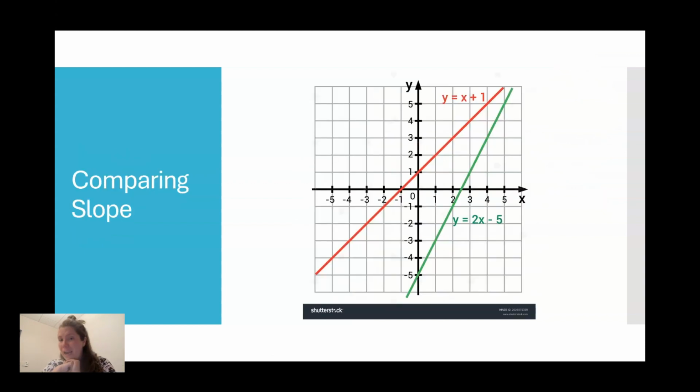When we're comparing slope, the steeper the line, the bigger the slope. So see how this green one is like a steeper, again, thinking about my little dude climbing up it. It's a steeper climb. This one's not so steep. Bigger slope is a steeper line.